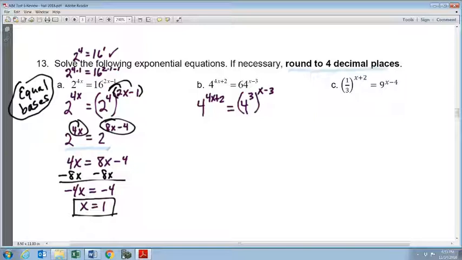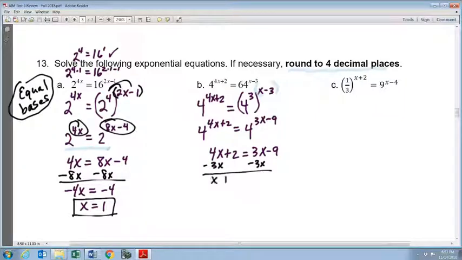Let's go ahead and multiply the exponents on the right side. It's 3 times x minus 3. And again, don't forget to distribute here. And so you get 4x plus 2 is equal to 3x minus 9. We're setting our exponents equal. So subtract 3x on both sides. You get x plus 2 is negative 9. And so we're going to get negative 11.